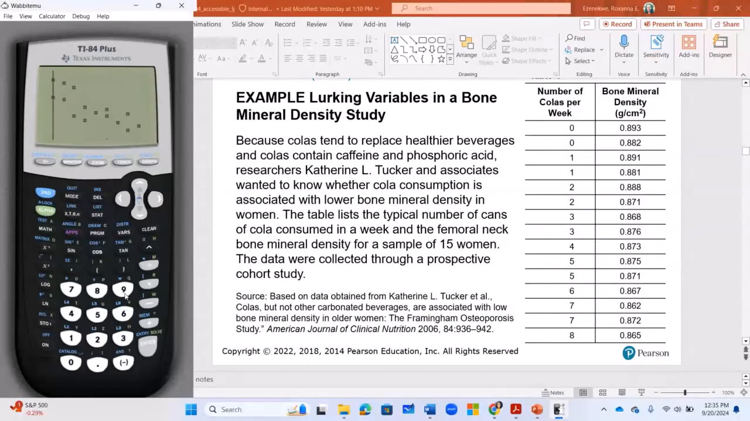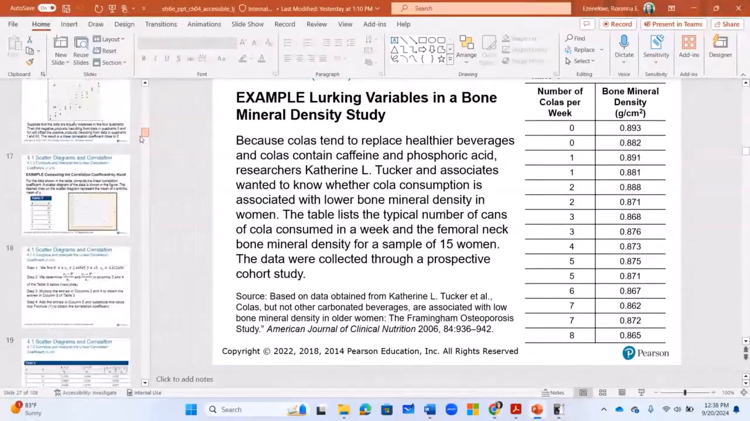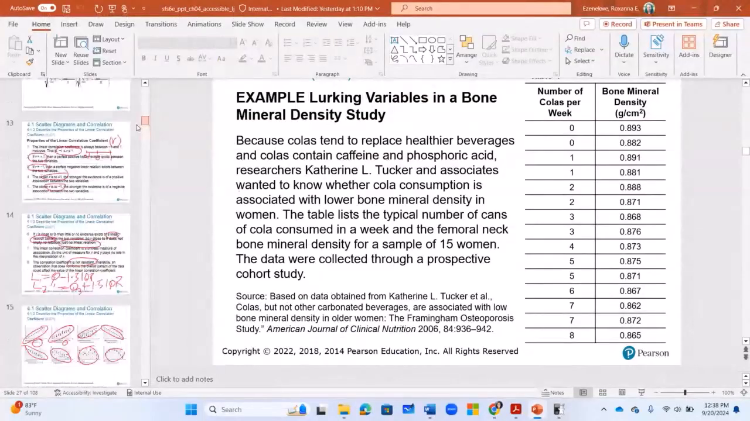Okay, so at this point we put in a line on it. So stat, arrow to calc. Number 4 is linear regression. The explanatory variable is in L1, so I need to make sure I change this. So this is second L1, second L1. Okay, and then L2.